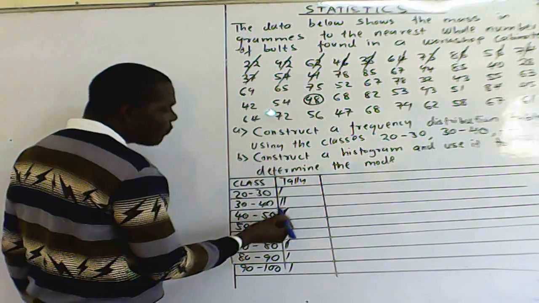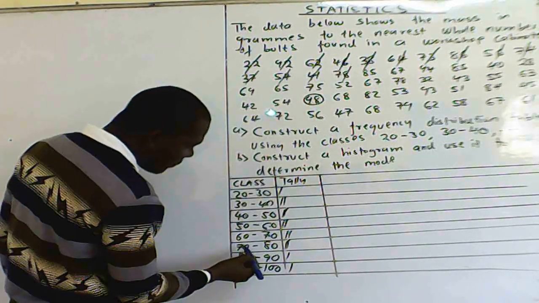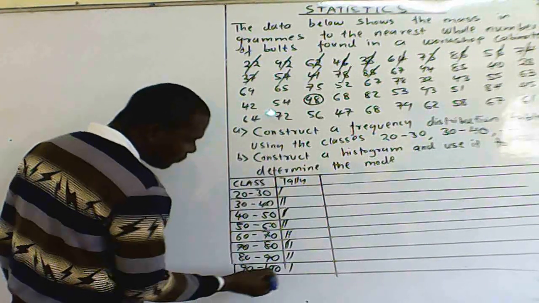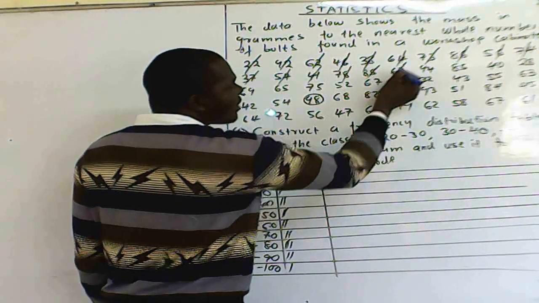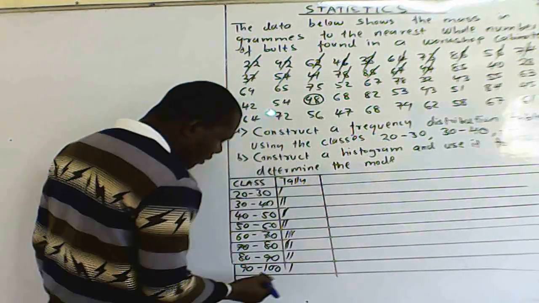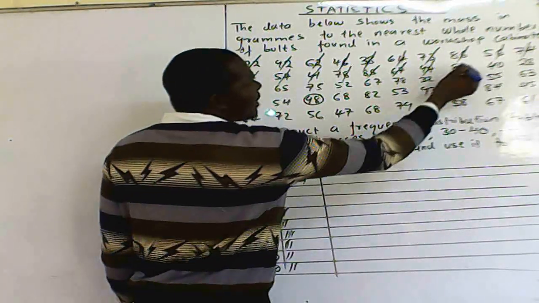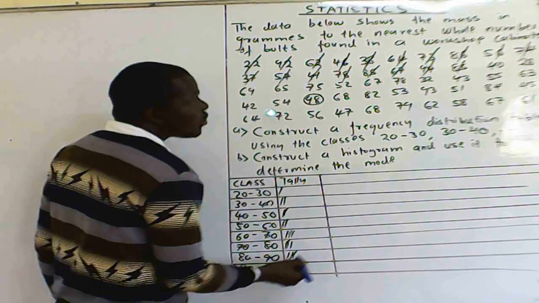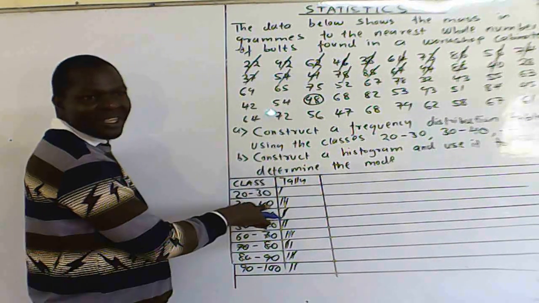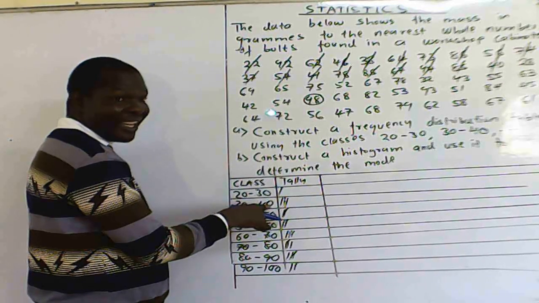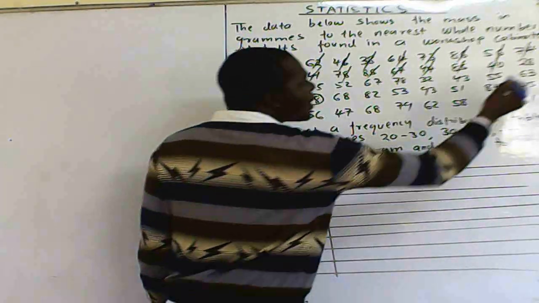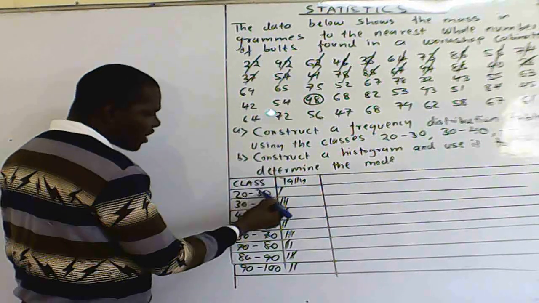41 is between 40 to 50. 78 is between 70 to 80. 85 is between 80 to 90. 67 is between 60 to 70. 94 is between 90 to 100. 85 is between 80 to 90. 40 is between 30 to 40. So you can see that case. You look at the upper class limit, okay? Good. Then the next one, 28 is between 20 to 30.